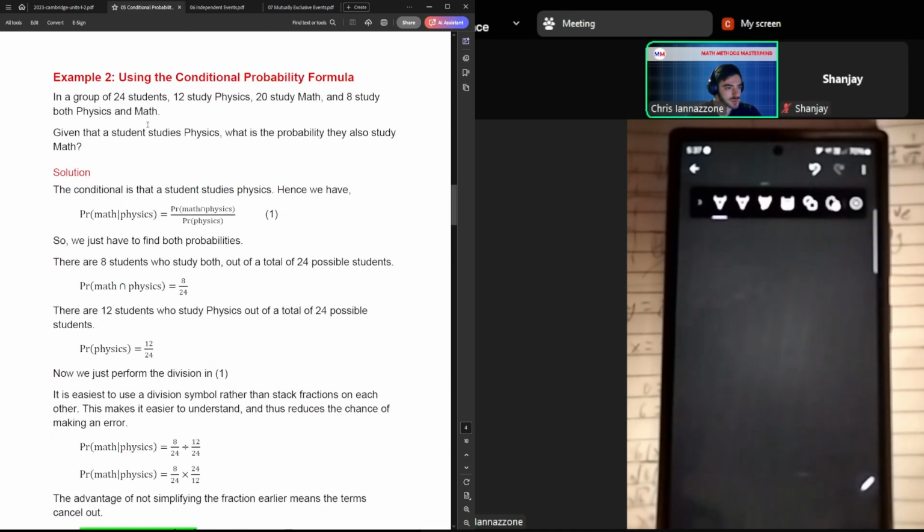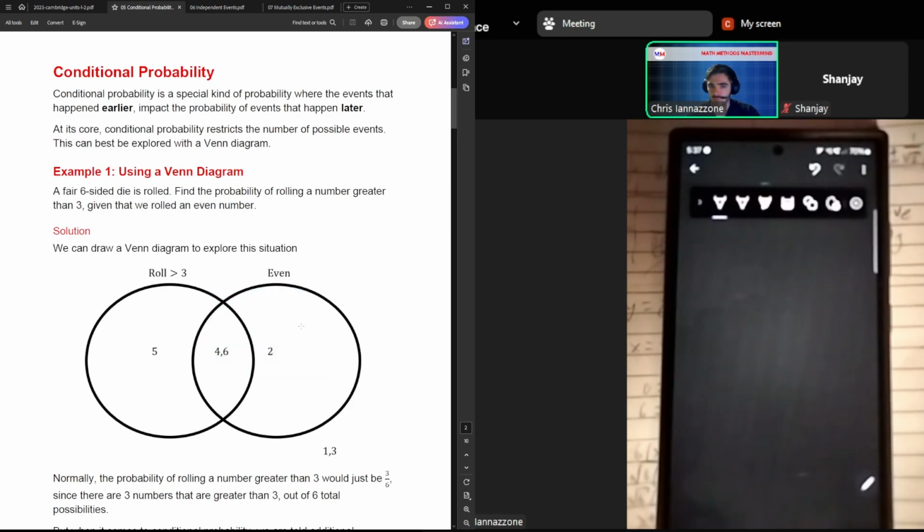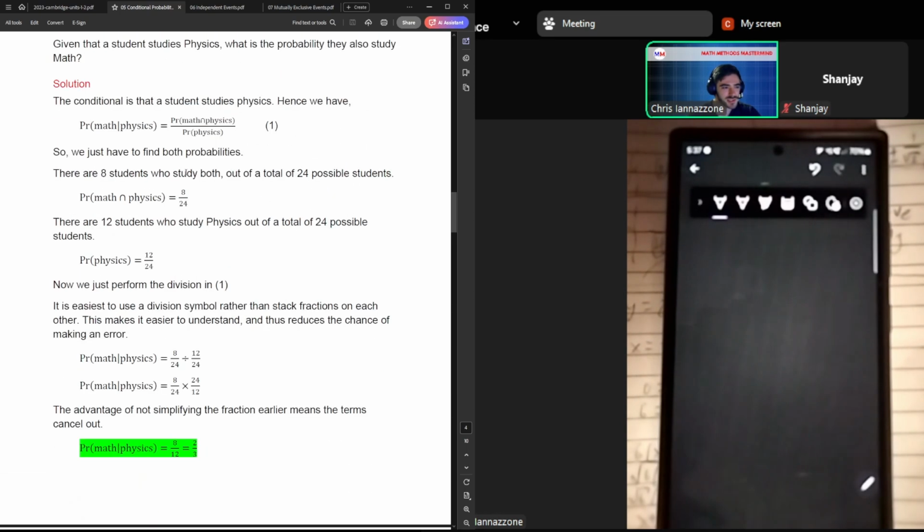And as I said before, yeah, you could create a Venn diagram out of this and then do the same thing we looked at earlier. It's a personal preference thing. This is a little bit faster though.